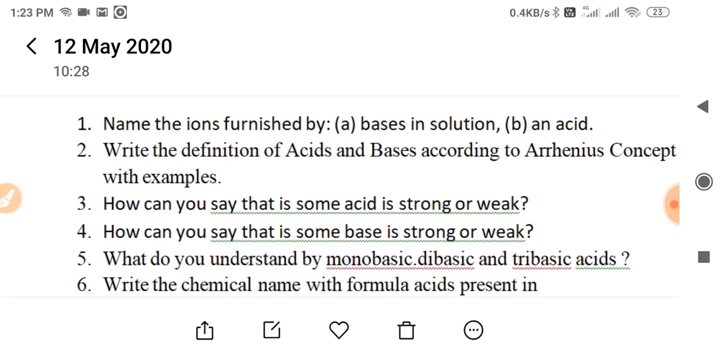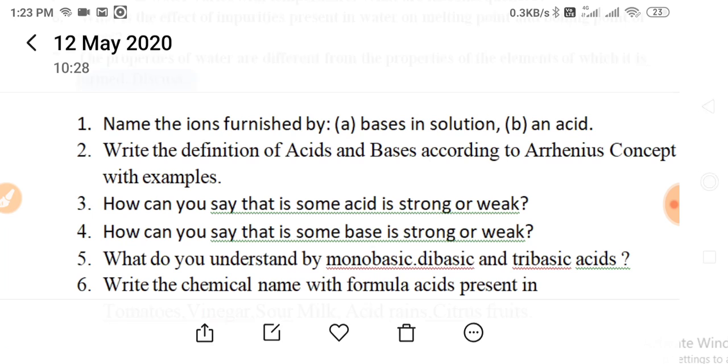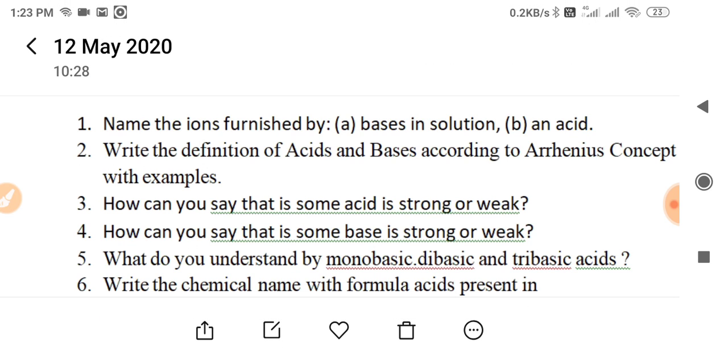Today, we are going to discuss the questions and answers of the previous questions which were asked in the last chemistry subject, 12th May. So, I hope you will get all the answers. And the first question is: name the ions furnished by bases in solution and by an acid.